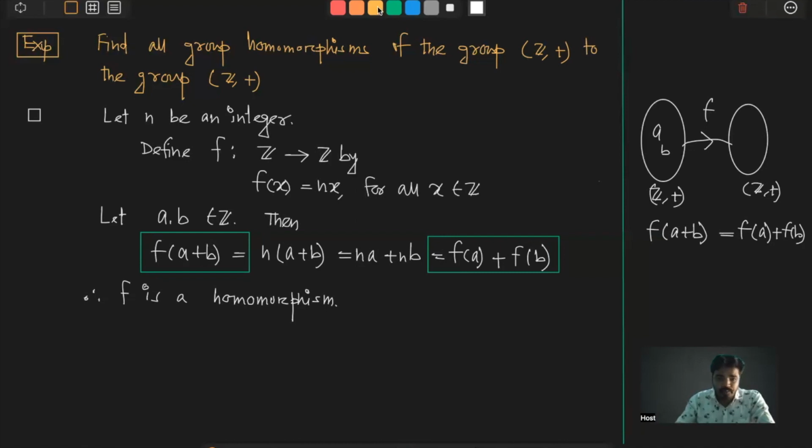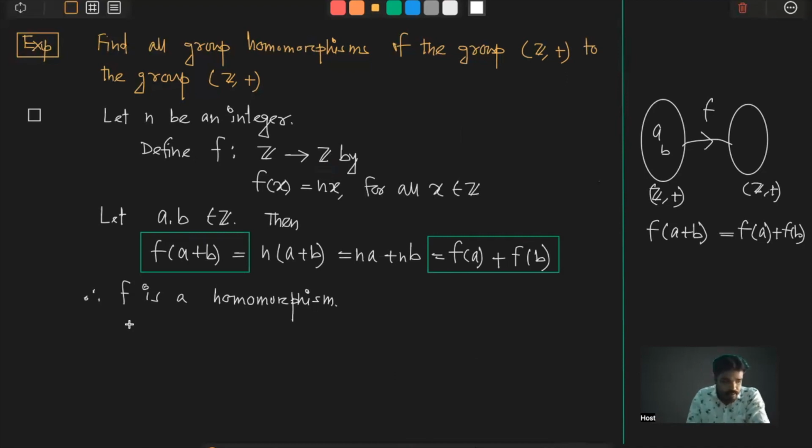So if we put different values of n, we get different homomorphisms. So hence the total number of homomorphisms from the group Z to Z is infinite. Okay, so if we put different values of n, then we get a different number of homomorphisms. Hence, the total number of homomorphisms from Z, plus to Z, plus is infinite.